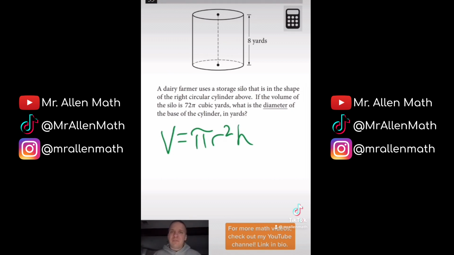Got to flip back and look for that formula. That wastes time. Time is money, baby. All right, here we go. My volume is 72 pi, and that equals pi times my radius squared.